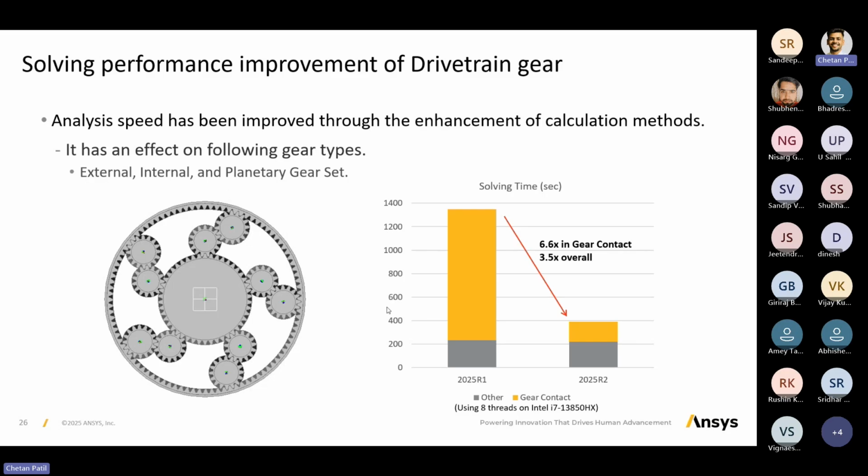So over here, as you can see, the comparison between both versions. Basically, if we just consider the gear contact which has been generated for this model over here, there is a 6.6 times time reduction, which has been listed over here. And if we compare the overall model simulation, where there might be many different contacts and gear settings, then still the overall solution time has been reduced by 3.5 times compared to the previous versions.